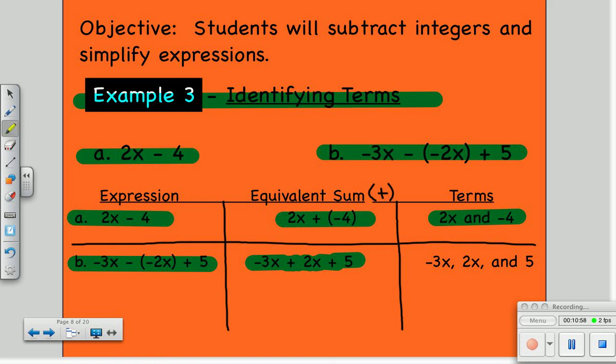So basically, if you remember your vocabulary of terms, terms are the combination of numbers and variables that are separated by an operation. So here's the operation. Plus, plus, those are the operations. What variables and numbers are separated by those operations? We have 3x, negative 3x, we have 2x, and we have 5. So those are the terms.